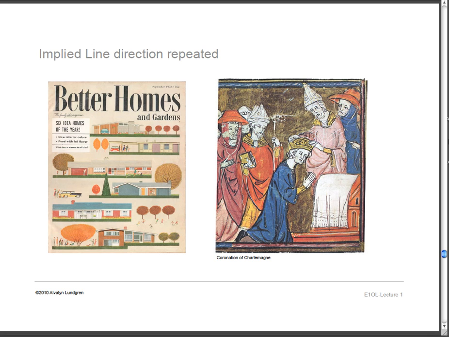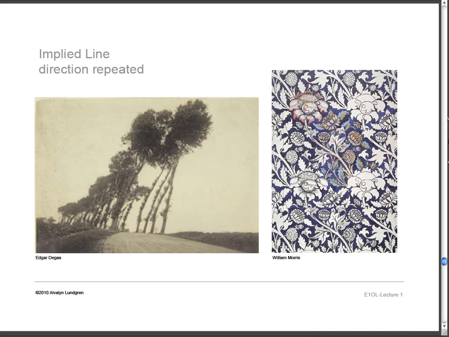So we have use of implied line in medieval times, and we have use of implied line about 100 years ago, or 60 or 70 years ago here. And again, in the Degas drawing, the William Morris piece, the implied line, the repeated direction. Notice the diagonals create a sense of movement. So the directionality of the trees recurs throughout the drawing, and so it unifies all these forms together, and then we have this repeated flow.